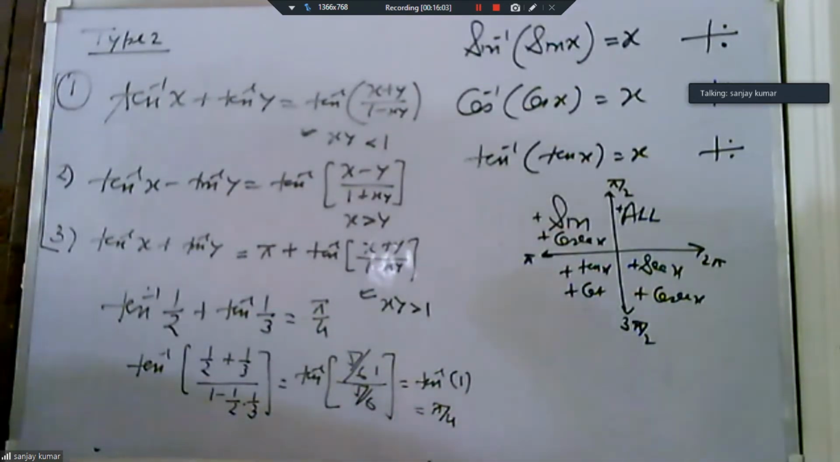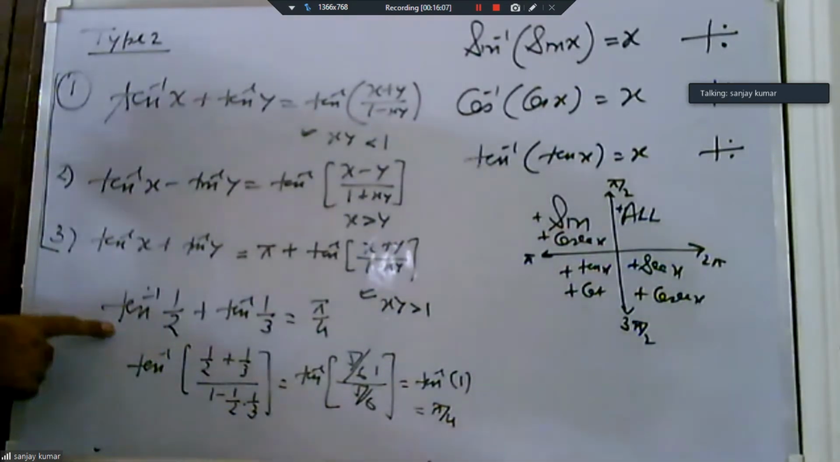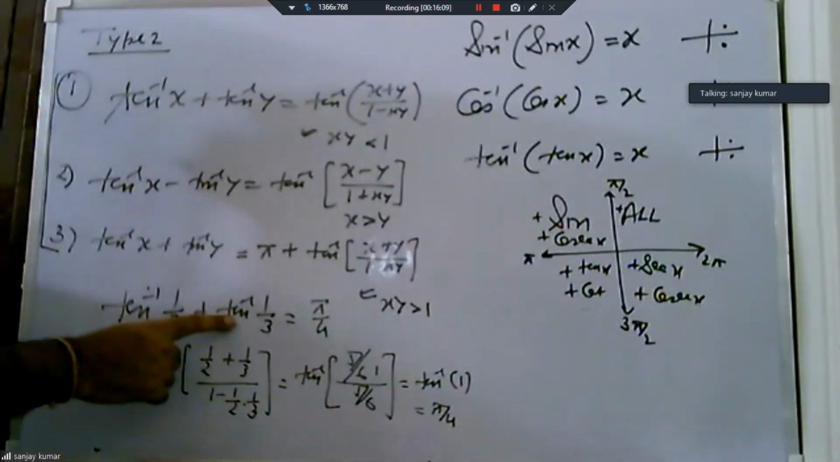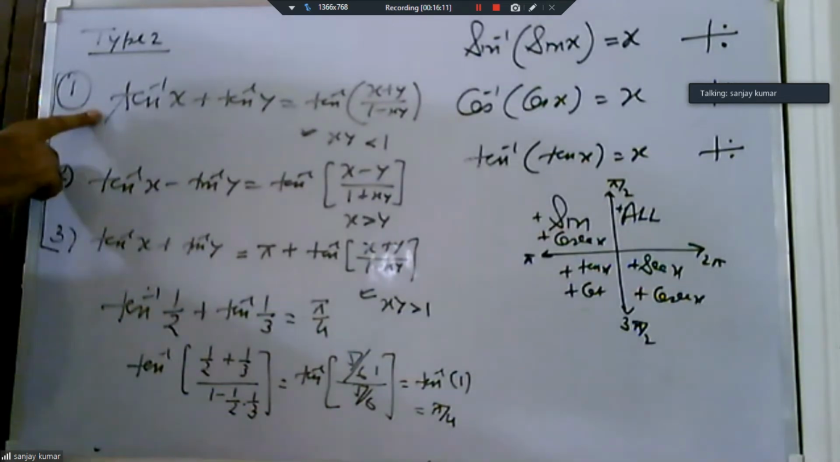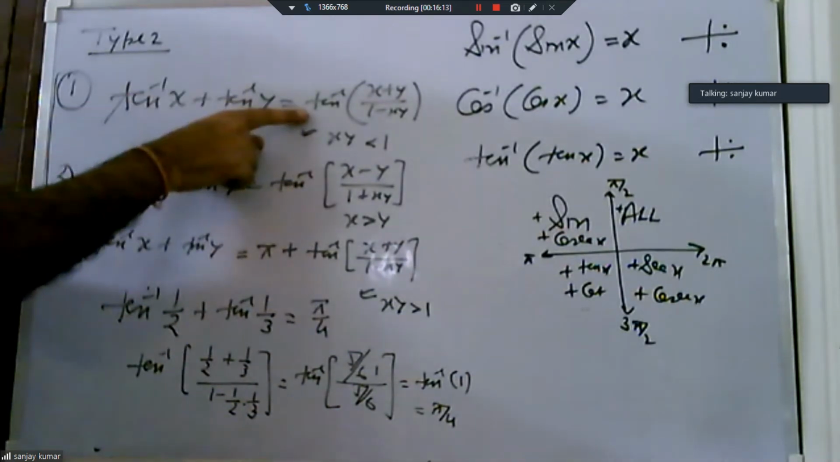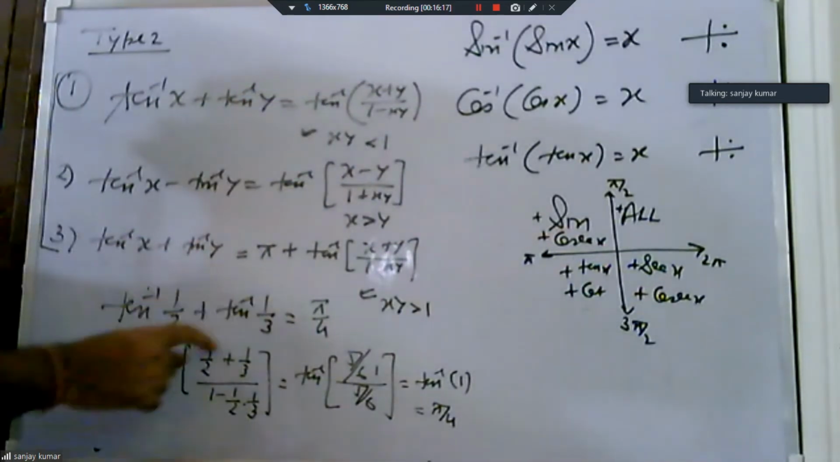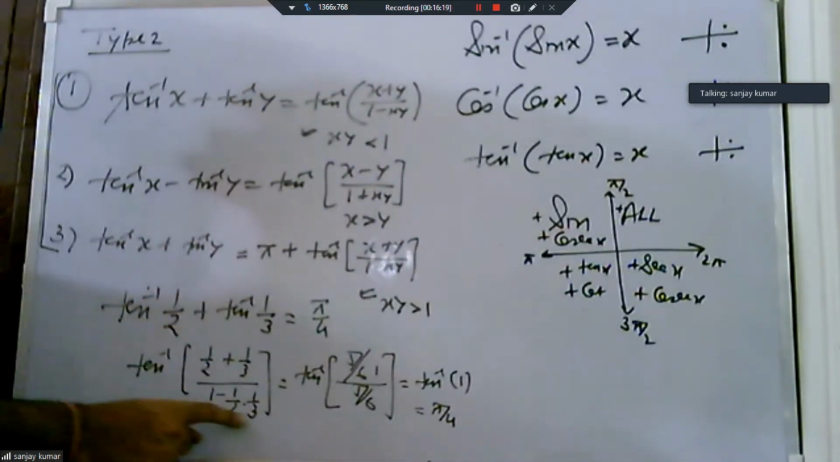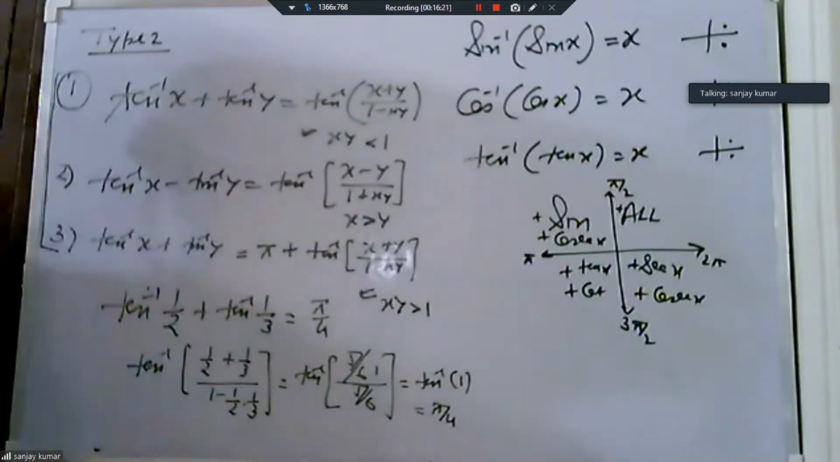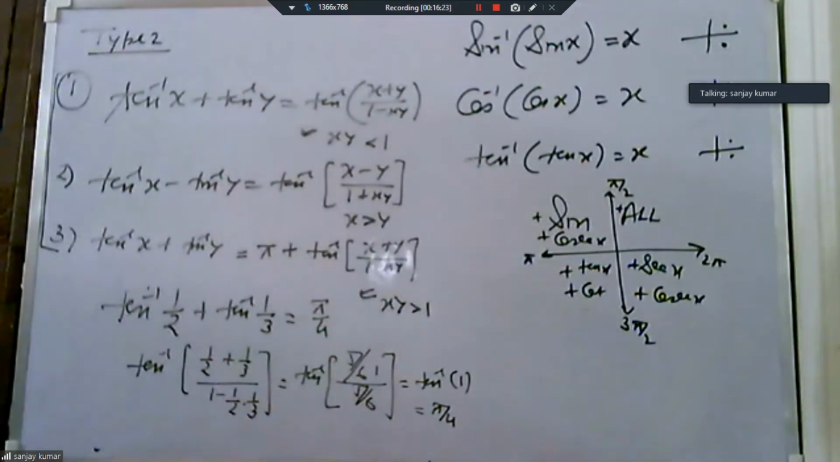Okay, but there is one problem here. Again you see it is tan inverse x plus tan inverse y, and we are using the first formula. What is the first formula? That is tan inverse of (x plus y), half plus 1 by 3, upon 1 minus half into 1 by 3. This is the formula.